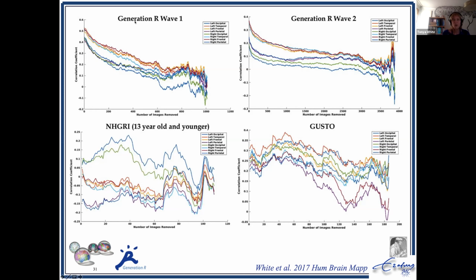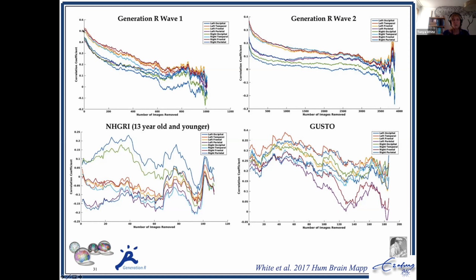So for Generation R1, we had 1,070 children. So here's the correlation of 1,070 children. It's about 0.5 with the right frontal and the left frontal lobe here. That's the correlation between the automated QA measure and cortical thickness in those lobes.